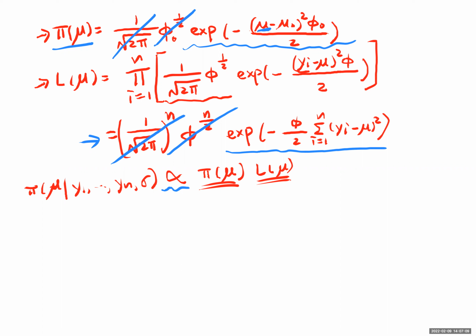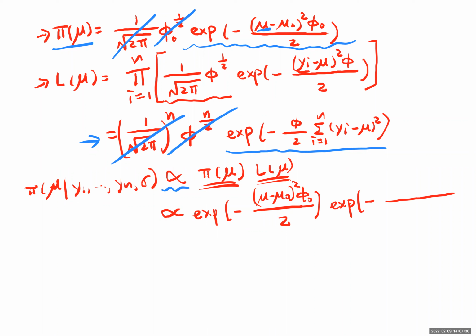So with that, I will do the first line for you and then let you work on a little bit more. I will still keep the proportional sign because now everything is still proportional. So I have my exp, negative 2 mu minus mu 0 squared, phi zero. Okay. Multiply that by negative 2 phi and the summation of yi minus mu squared. Okay. So maybe just to keep the style consistent, I'm going to put my phi zero in front as well. So it's kind of consistent.